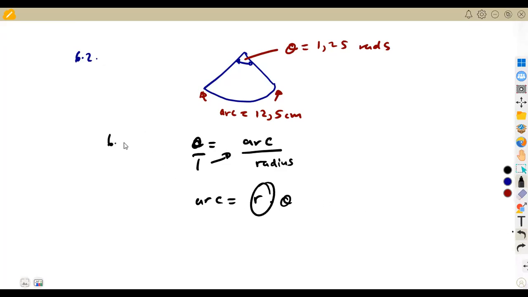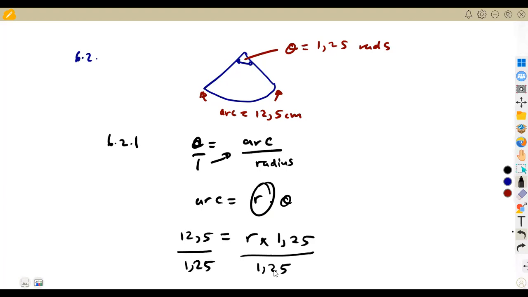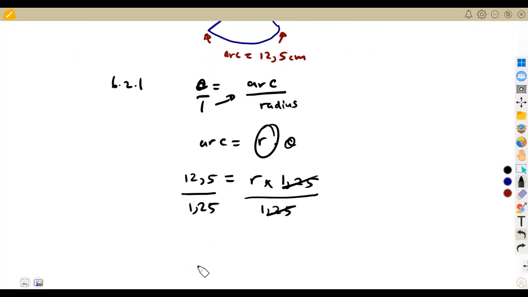All right, so this is 6.21. So we're going to substitute the arc length we are given. 12.5 is equal to, we do not have the radius, but we've got our theta in radians, 1.25. So we want to find the radius. Since here we are multiplying, we divide by 1.25 on both sides. This gives us the value of the radius. If we divide 12.5 by 1.25, you're going to obtain 10. So that was going to give you 10 centimeters, okay? So that was your radius in that case.